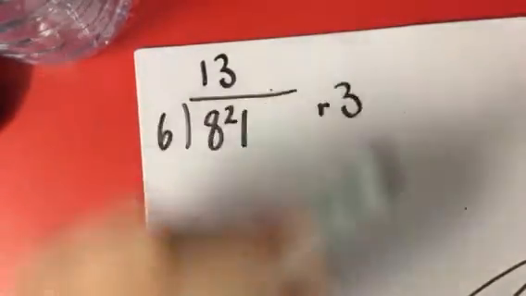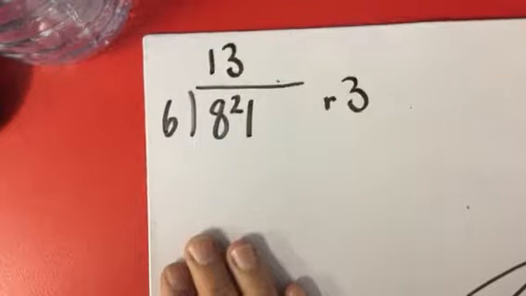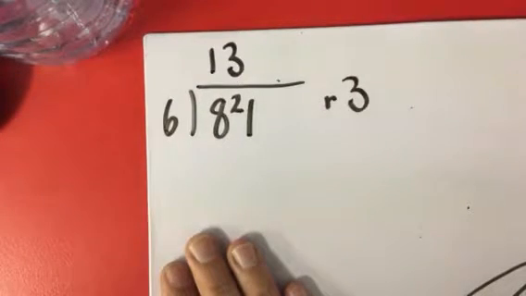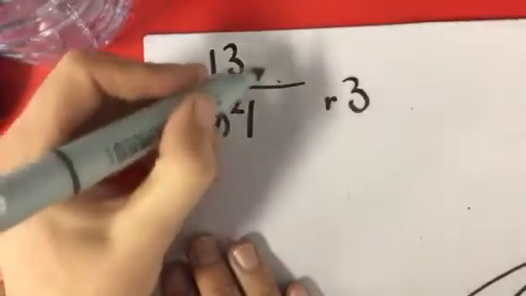So yesterday you would have written remainder 3. Today we're going to turn that remainder 3 into a decimal. Okay, it's not 0.3. There's a number of steps that we need to do before we have our decimal number. It's not 0.3.